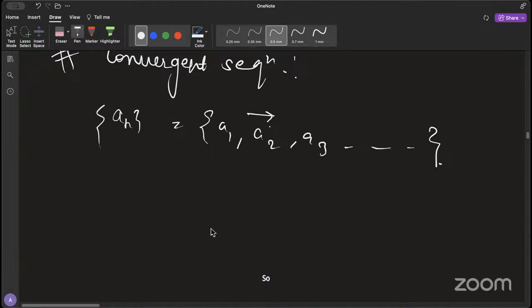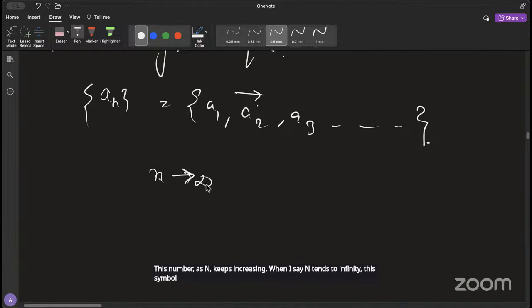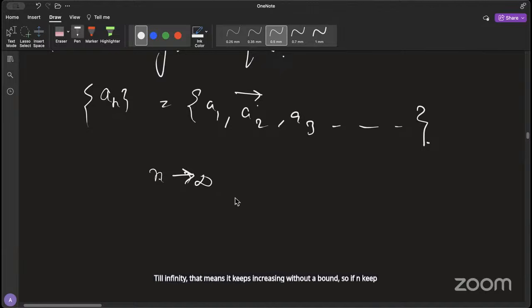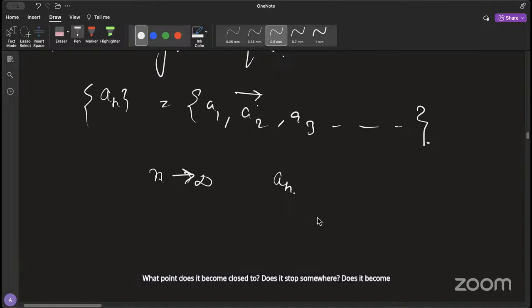So a convergent sequence basically means this number as n keeps increasing. When I say n tends to infinity, this symbol means your n keeps increasing till infinity. Till infinity, that means it keeps increasing without a bound. So if n keeps increasing without a bound, where does my an go? What point does it become close to? Does it stop somewhere? Does it become close to something?